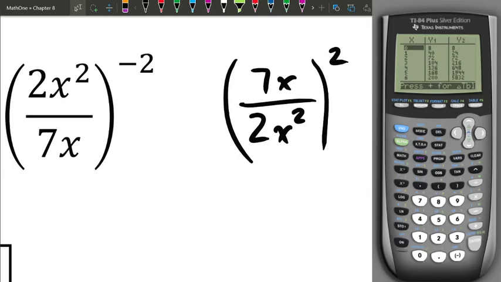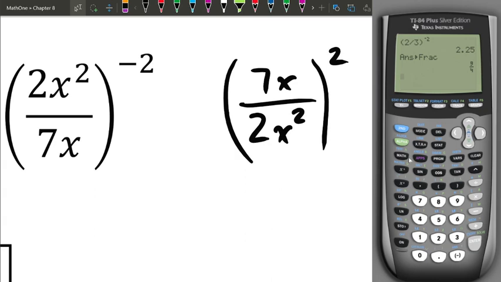Clear, second, quit. For example, if I have open parentheses, 2 divided by 3 to the negative second power. So this would be the same thing as 3 divided by 2 to the second power. Well, 3 squared is 9, 2 squared is 4, so this should be the same thing as 9/4. I can press enter, and then I can ask my calculator to kick that into a fraction. Oh, it is 9/4, right?